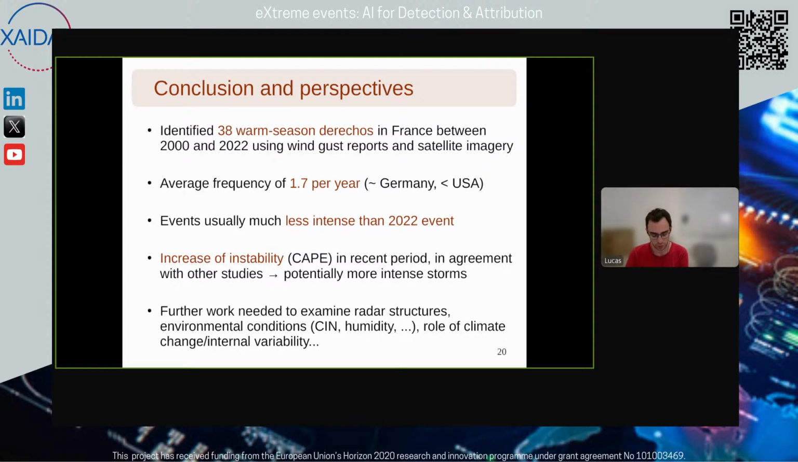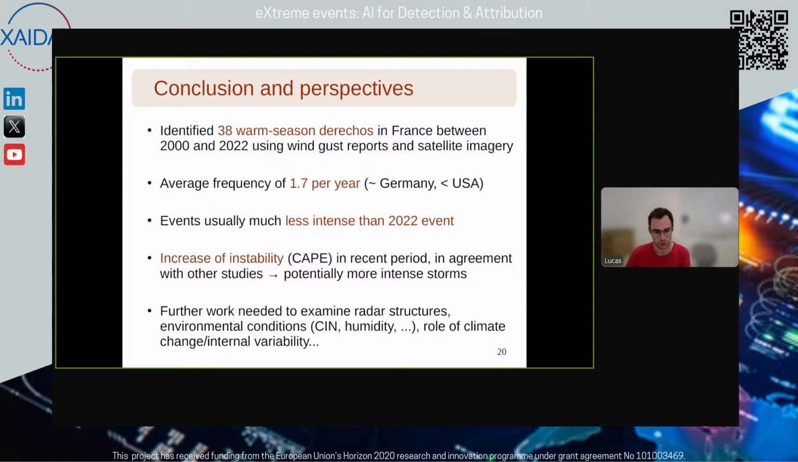If we compare local frequencies, by standardized grid box, we have similar frequencies and features as in Germany, but in the USA you can have more than a double frequency in some places in the Midwest, for example. Also what was important is that most of the events are much less intense than the 2022 event, which was very particular, also by its location and trajectory over the Mediterranean.